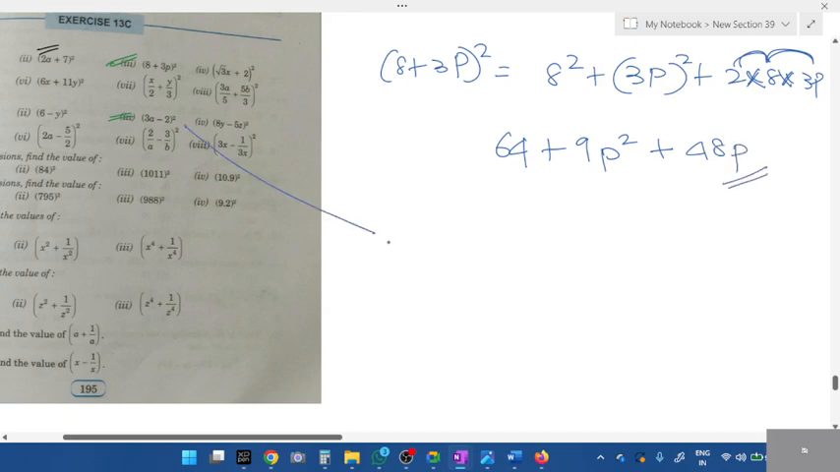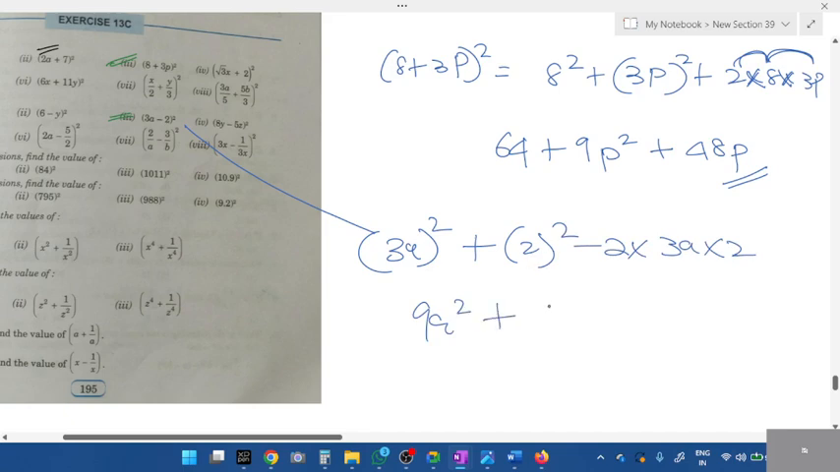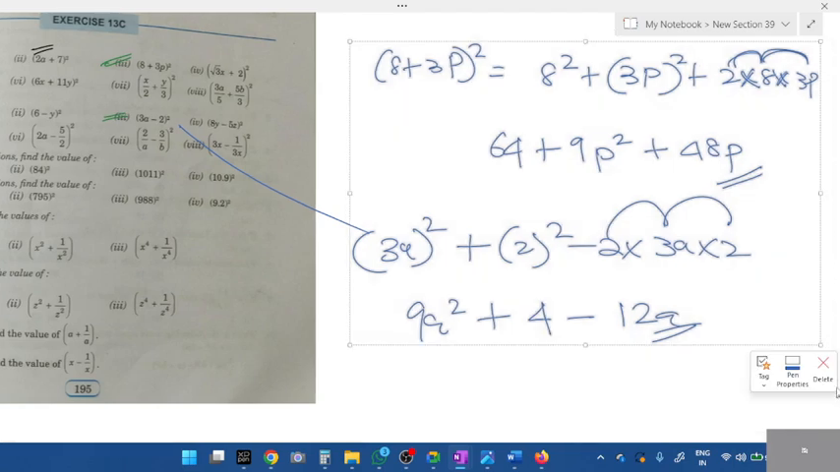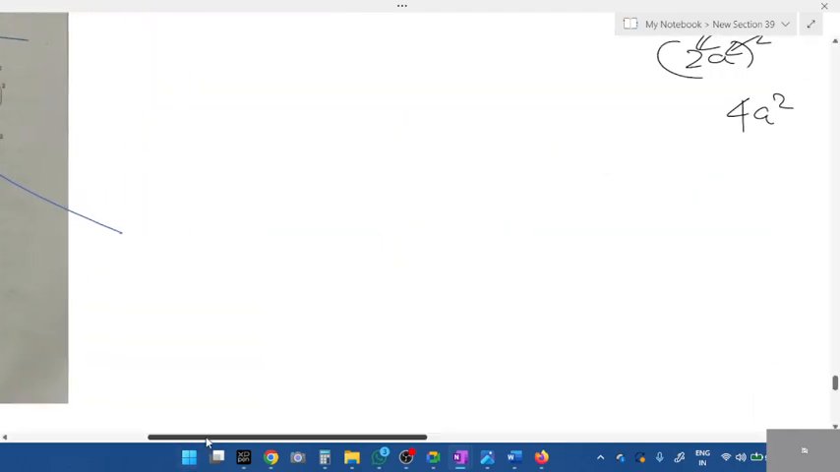Next for this, I'll do it directly. 3a square plus 2 square minus 2 into 3a into 2. What is 3a square? 9a square plus 2 square is 4, minus, multiply all these three. 2 threes are 6. 6 twos are 12 is the answer. Okay, now one more question.